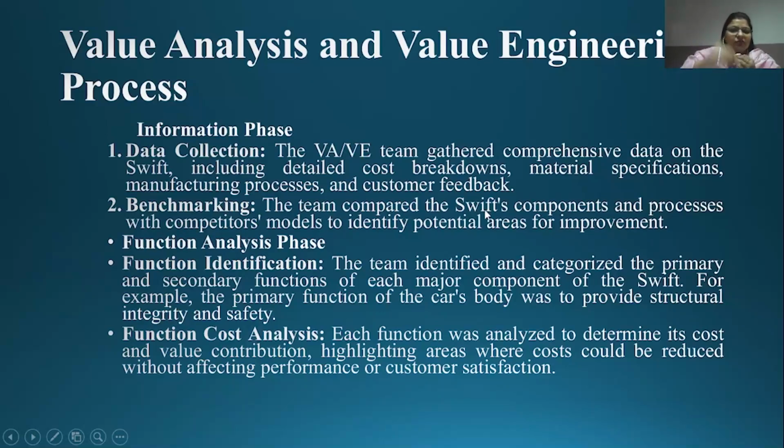Next is the functional analysis phase. Functional identification: the team identified and categorized the primary and secondary functions of each major component of the Swift. Here, the company has identified the primary and secondary function of each component of the Swift car. For example, the primary function of the car's body was to provide structural integrity and safety. So they ensured that the car's body will be as per the customer's need and customer safety.